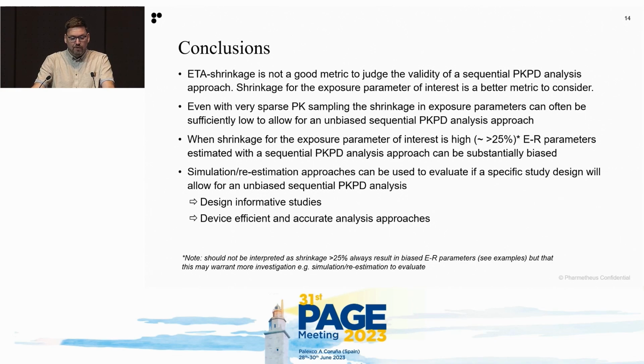And when shrinkage for the exposure parameter of interest is high, for example, greater than 25%, exposure response parameter estimates estimated with a sequential PK/PD analysis approach can be substantially biased. And simulation re-estimation approaches can be used to evaluate if a specific study design will allow for an unbiased sequential PK/PD analysis, and it can allow us the possibility to design more informative studies and devise efficient and accurate analysis approaches.